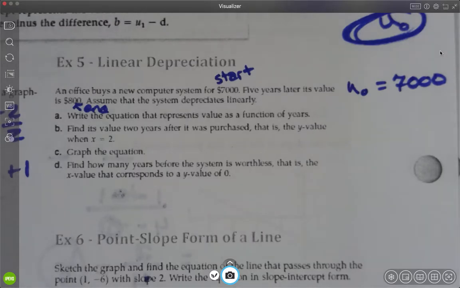So if it said that it had been a month, then you would put u sub 1. So in story problems, I usually denote the first one as u sub 0.